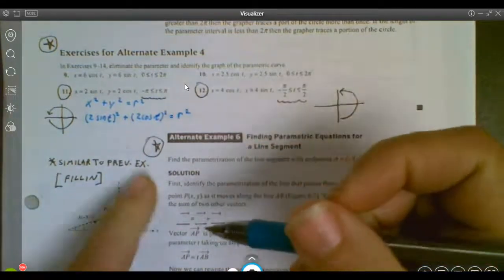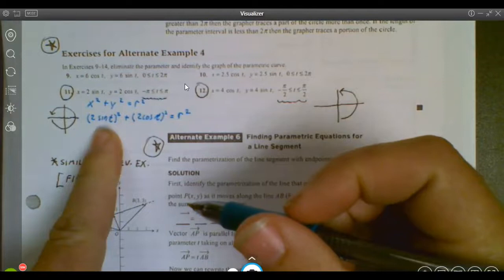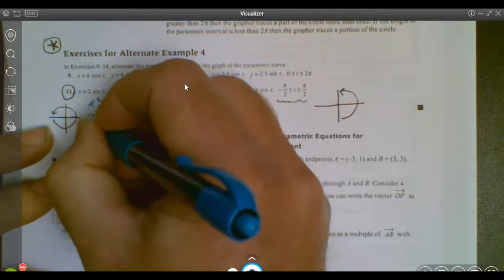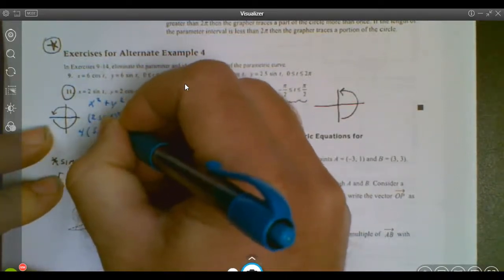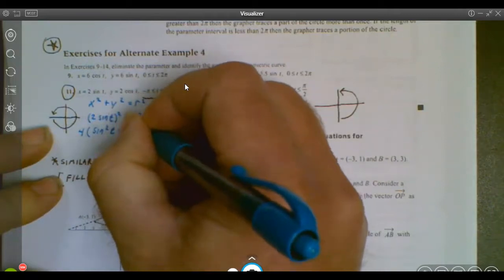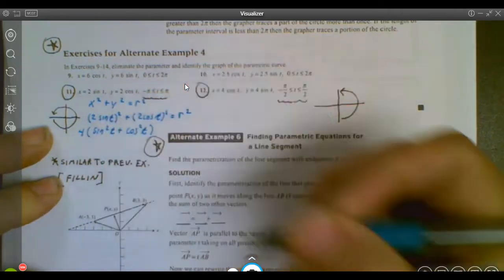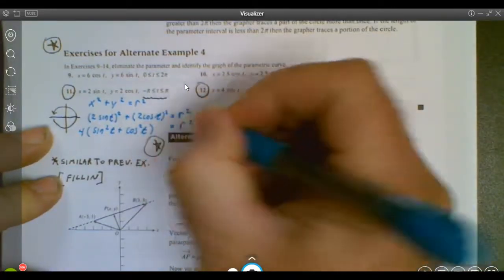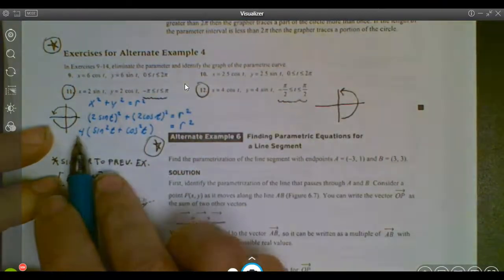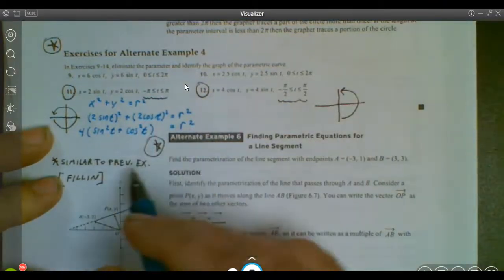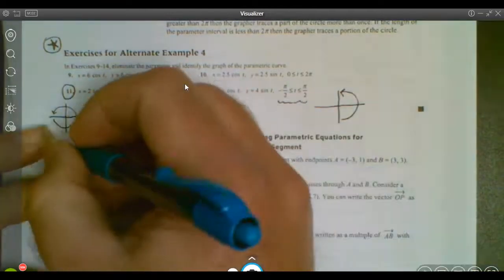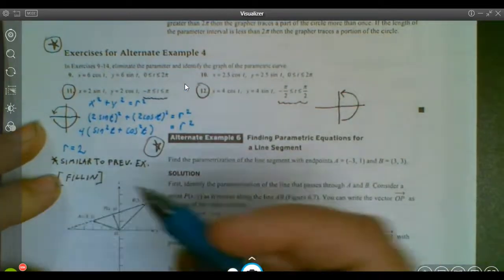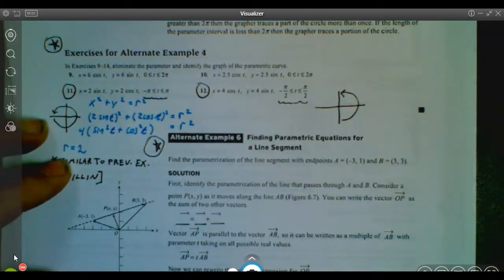If I clean that up, I'm looking at 4 sine squared plus 4 cosine squared. If I factor out the 4, I get sine squared plus cosine squared, which we know is simply 1. If I replace this with a 1, I now get 4 equals r squared, which of course means the radius of this circle is 2.